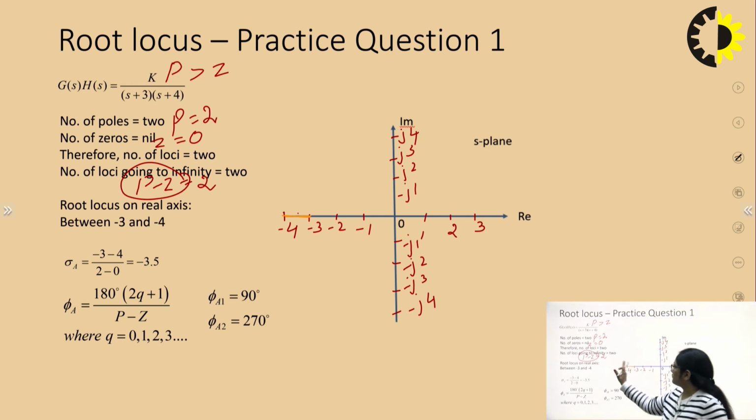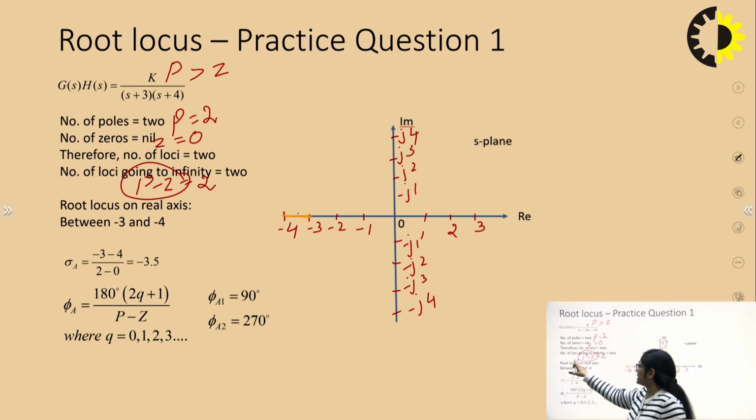Now, when I look from -4 to the right side, I find that the sum of the poles plus zeros is an even number. That is, there are 2 poles on the right side when I look from -4. So, therefore, the root locus on the real axis is only between -3 and -4. The left side of -4 or the right side of -3 is not part of the root locus.